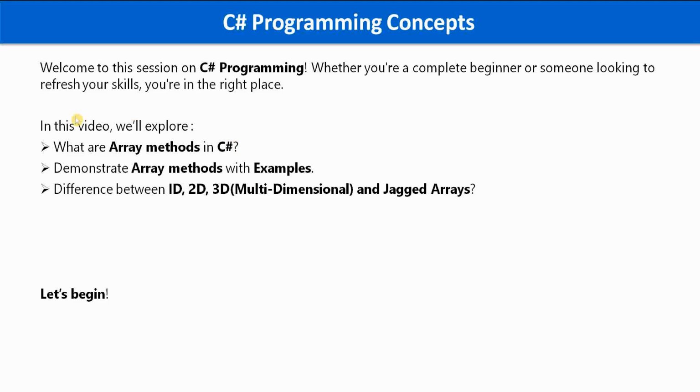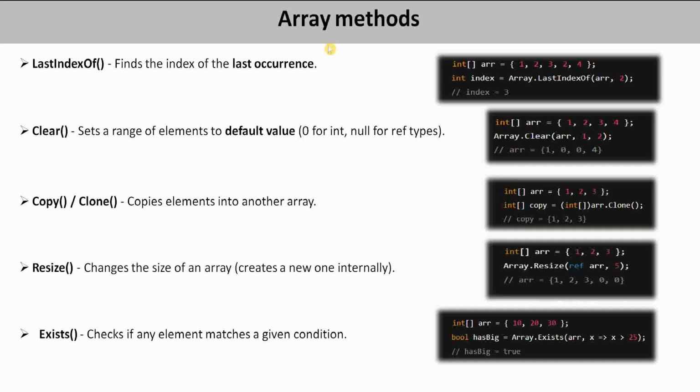So here is the list we will study today. First one is what are array methods in C#, demonstrate array methods with examples. Then the difference between one dimensional, two dimensional, three dimensional, meaning multi-dimensional, and jagged arrays. These are all topics we will cover today with examples. So let's begin. First one we have array methods.